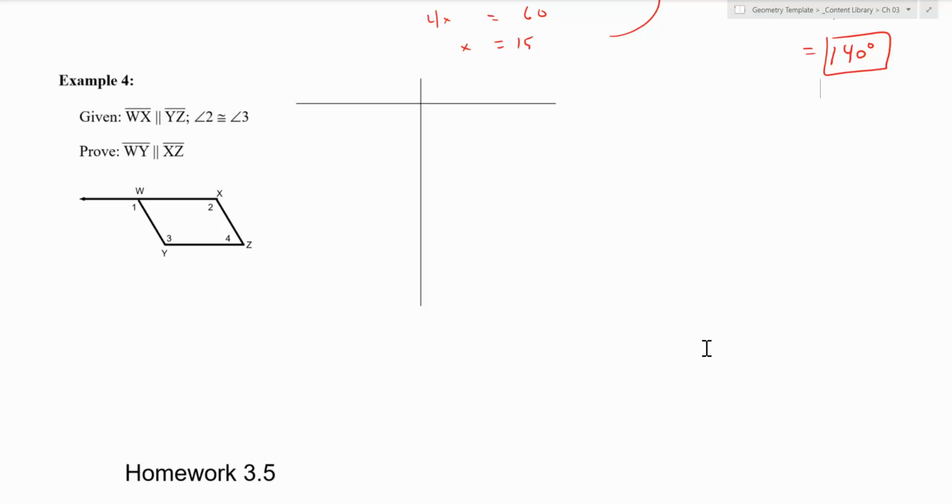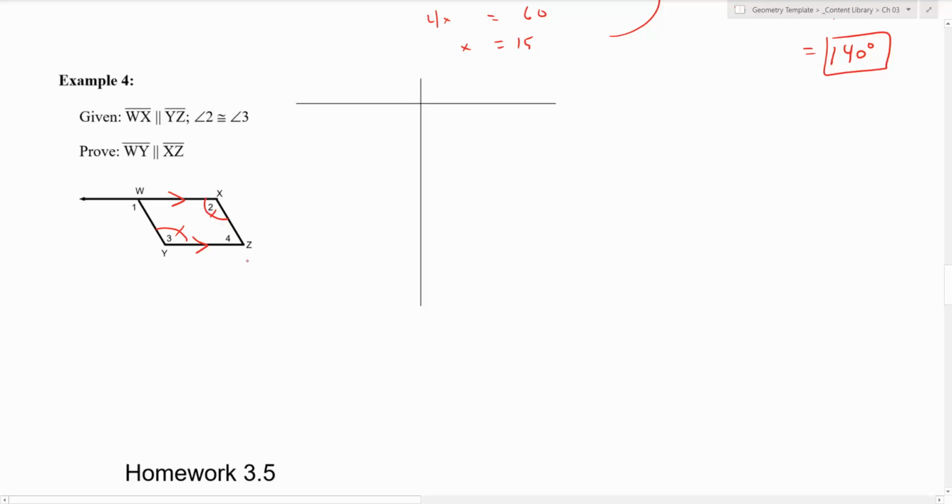Okay, here we go. We're given that line WX, that's this guy right here, is parallel to YZ. Let's just go ahead and say WX parallel to YZ. Please do that in your notes. And angle 2 is congruent to angle 3. Angle 2 is congruent to angle 3. We're going to prove that WY is parallel to XZ.